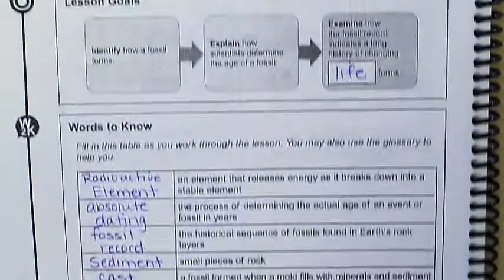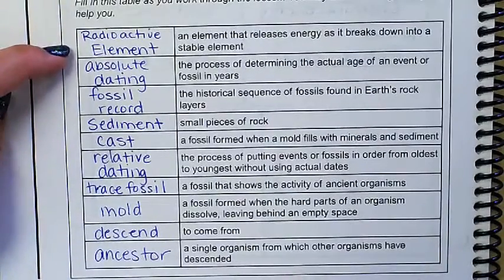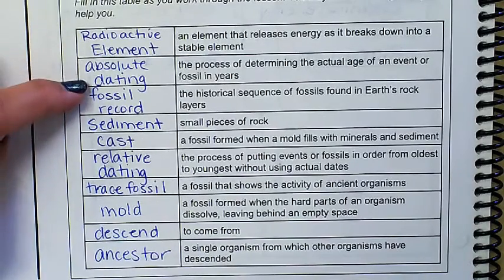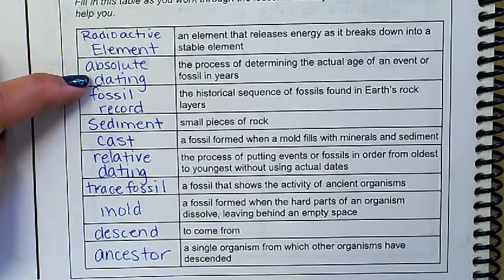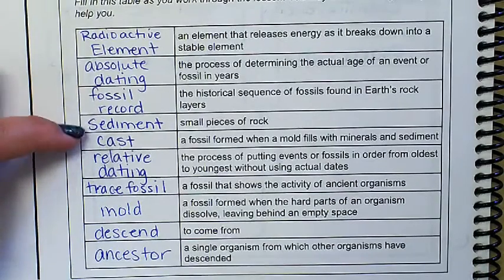So our vocabulary words for this lesson, we have radioactive element, an element that releases energy as it breaks down into a stable element. Absolute dating, the process of determining the actual age of an event or fossil in years. Fossil record, the historical sequence of fossils found in Earth's rock layers. Sediment, small pieces of rock.